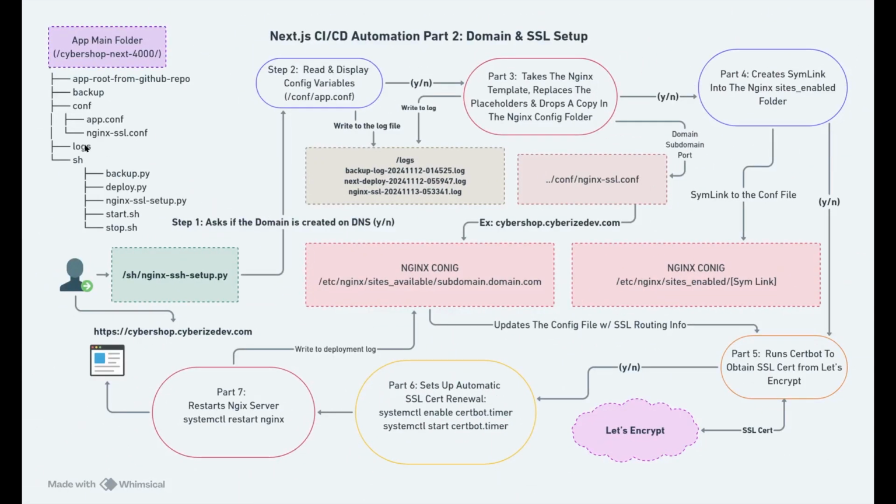All right, so now that we have set up our domain and SSL, let's go through this diagram to figure out what exactly happened, what the script did for us. So once again, this is our application hosting folder structure. All the necessary scripts are under sh, and this time our admin will run this guy right here, nginx-ssh-setup.py. And once run, first thing it's going to ask whether the domain or subdomain is created in our DNS.